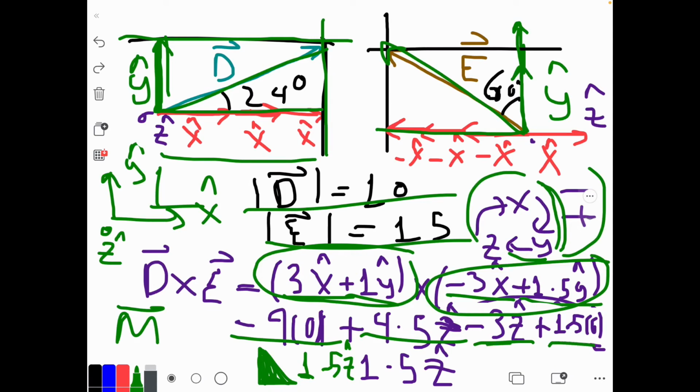And then 1.5 times 0, because y hat times y hat gives me 0, just like x hat times x hat gives me 0. I'm going to get 1.5 z hat as the magnitude of my new vector. So remember, the cross product gives me a vector, but the dot product gives me a scalar.